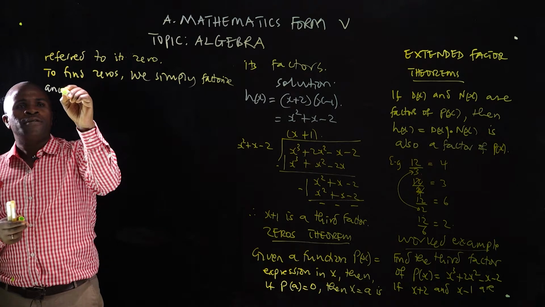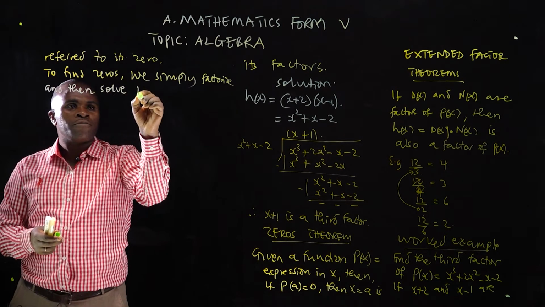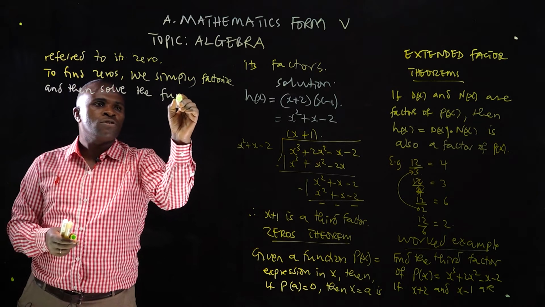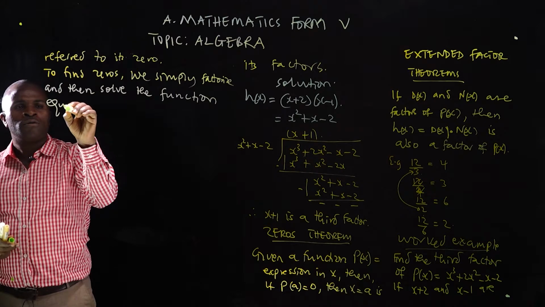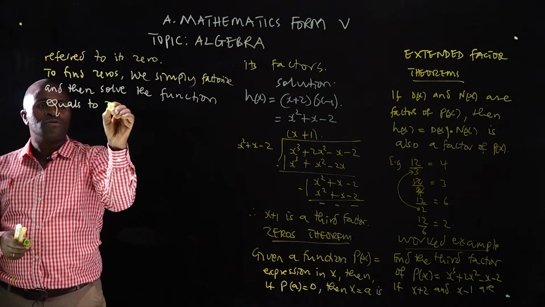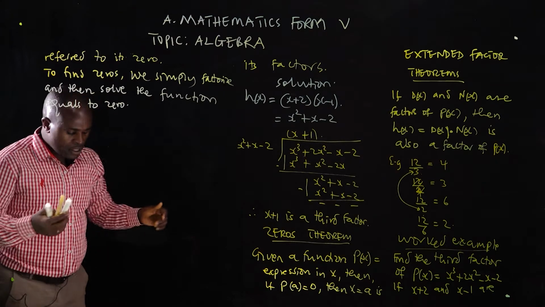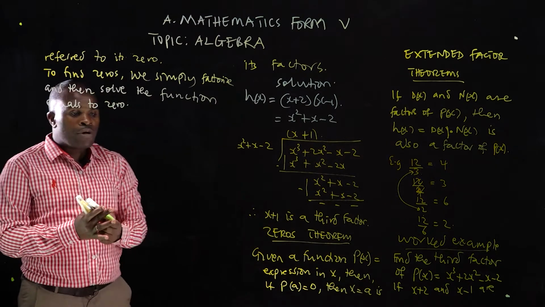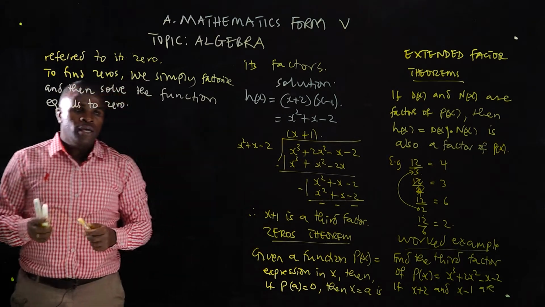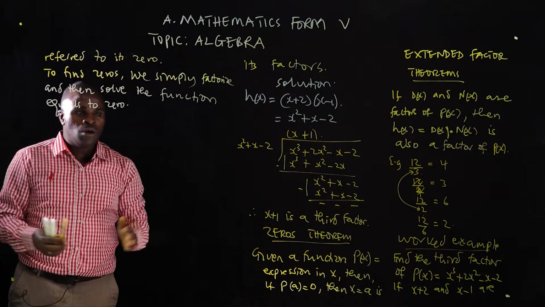And then solve the function equals to 0. That is how we say. So there is nothing new. Finding zeros is nothing. It's just factorizing the function and then solving the function equals to 0. That is what we call zeros.